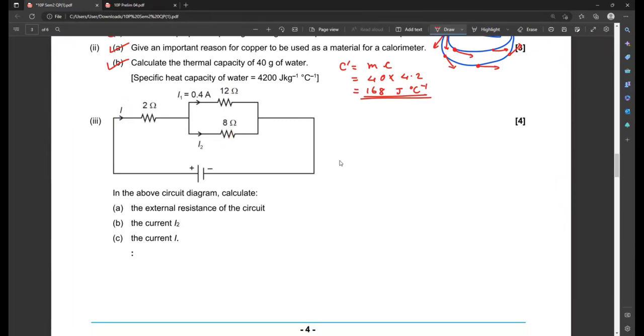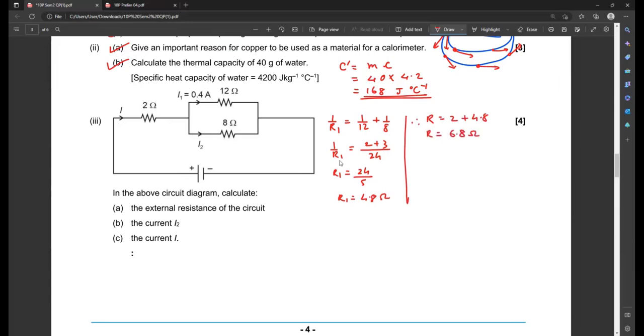So 12 and 8 are parallel. So 1 upon R1, I can say, is 1 upon 12 plus 1 upon 8. So the LCM will be 24, 2 and 3. So R1 will be 24 upon 5 and that will give us 4.8 ohms. So therefore, the total resistance will be 2 plus 4.8, and that will be 6.8 ohms. So this total resistance is 6.8 ohms.